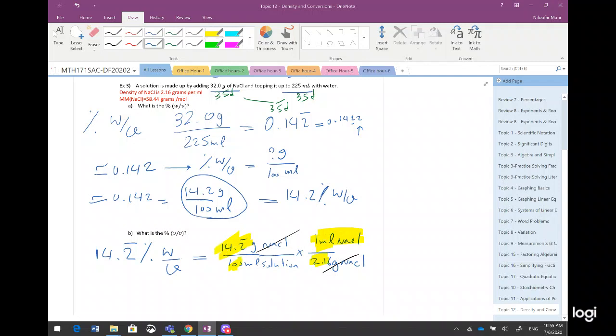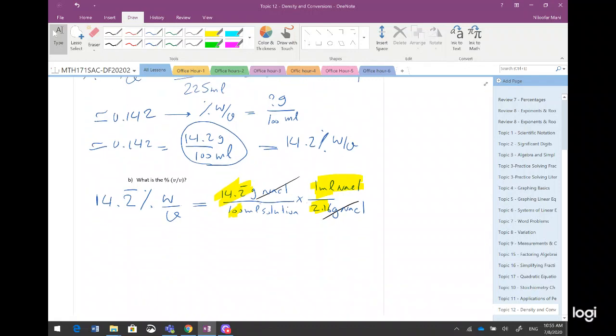So the answer is 6.5843. So I can keep 100 here because then I can say this is percent. I can make it easier for myself. Okay, so here I have three significant digits. The 14.2 forever has many significant digits, so I just consider three significant digits, so I underline that, check that. So it is milliliter of NaCl and milliliter of solution.